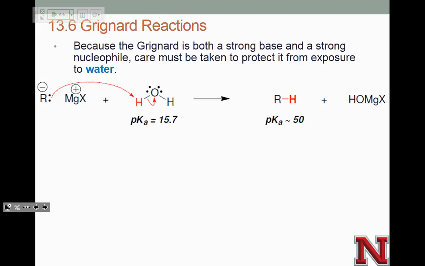If it reacts with water, look at our pKa of water, which is about 15.7. Look at our pKa of an RH. If this is an sp3 carbon, the pKa is about 50. So the forward reaction is highly favored. In fact, this would be a non-reversible reaction because there's no way that our O negative is going to deprotonate the hydrogen of RH. We already talked about that. We need a strong base like NH2 negative even to deprotonate a triple bonded carbon.